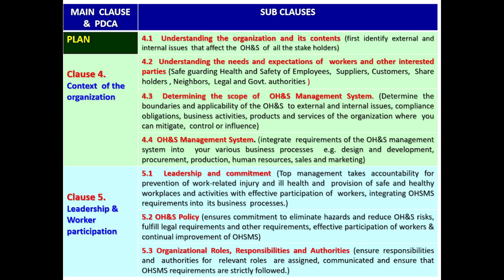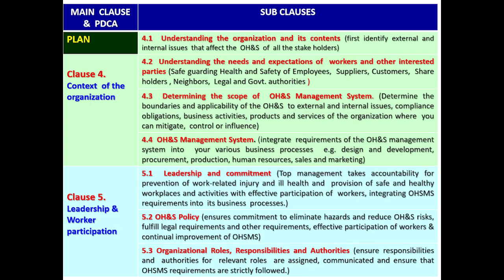4.3 is determining the scope of the occupational safety management system. Determine the boundaries and applicability of occupational safety to the external and internal issues, compliance obligations, business activities, products and services of the organization. Determine where you can mitigate, control directly or influence only.